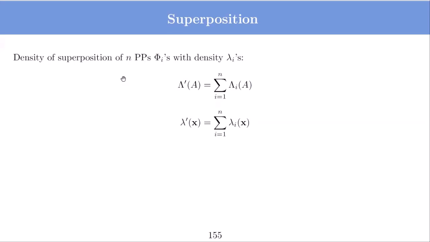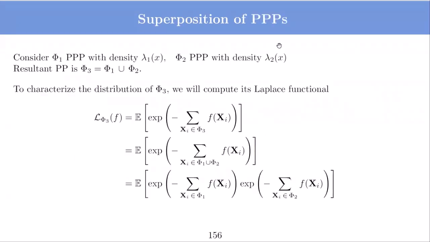So you can extend it for superposition of more PPs. If there are n PPs with density lambda i, then the superposition will have density which is the summation over all these densities. Now I want to show that although the previous result is true for any point process, if you have phi 1 and phi 2 both as Poisson point processes, there is something more you can say. You can also compute the distribution of the superposition of these two.